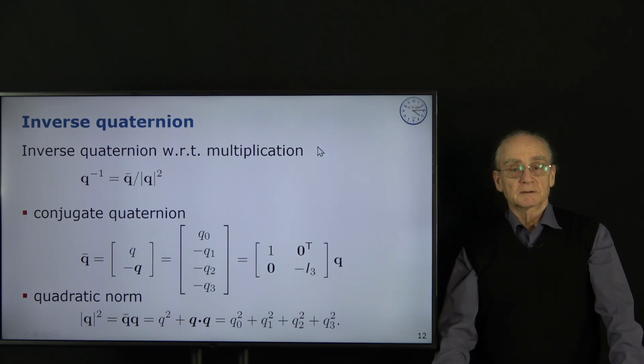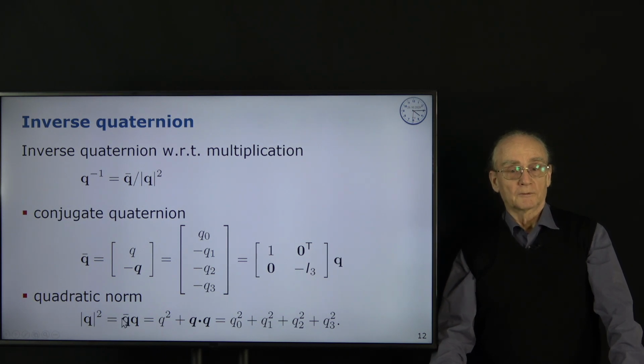And first we have a look at what an inverse quaternion is. An inverse quaternion is defined as the conjugate of the quaternion divided by the norm squared. So the conjugate quaternion is the scalar part minus the vector part. And the quadratic norm of a quaternion is nothing else than the sum of the squares of all these values. So you can easily prove that if you multiply q bar with q to the power minus 1, you will get the norm of the vector.